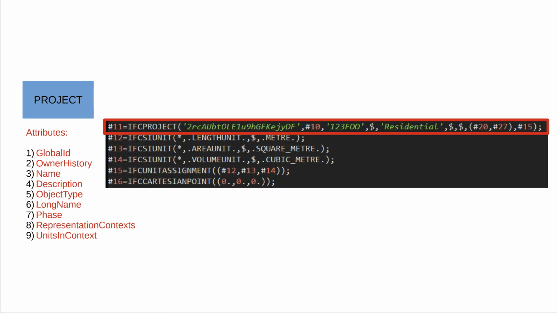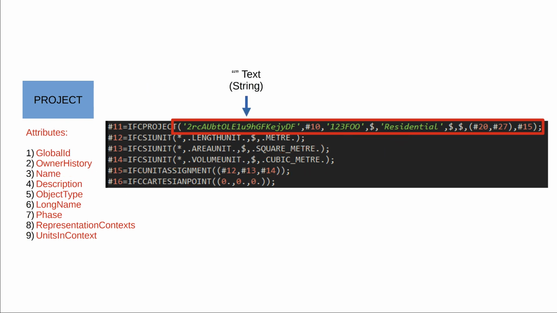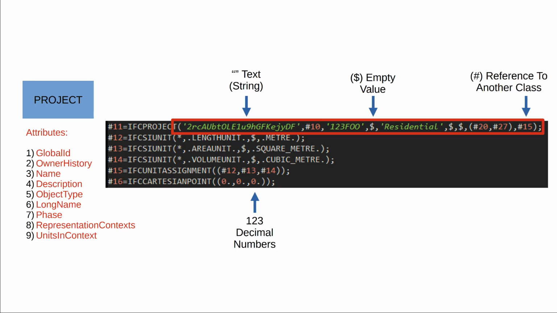In this case, the identifier is 11. The class name is IFC project, and here are our 9 attributes shown in order. The name of our project is 123foo, and it has an object type of residential. And to read these attributes, the string values are single quoted, numbers, integers, and decimals are not. You have null values represented by a $ sign, and references to other classes use a hash prefix. And enumerations are pre- and postfixed with a period.